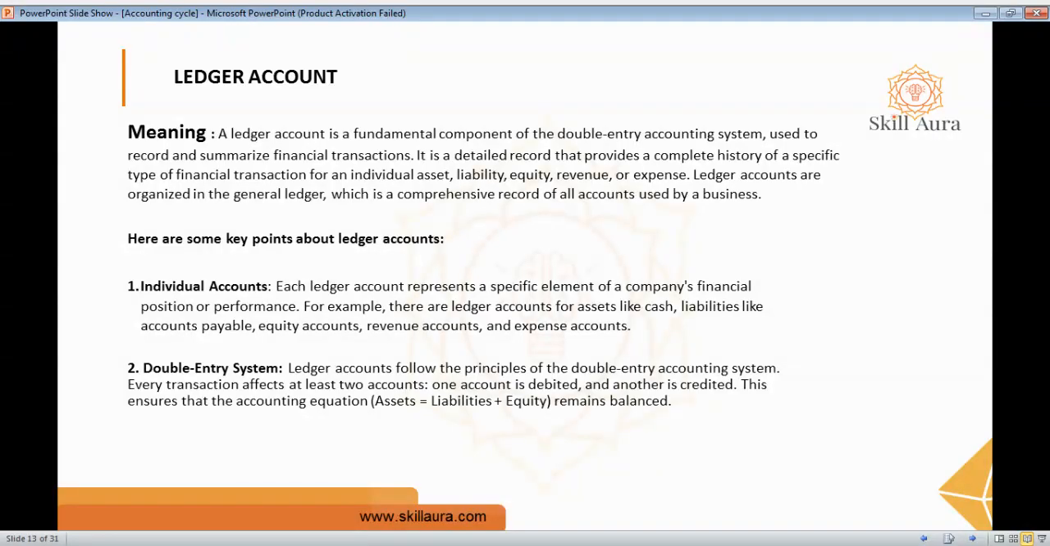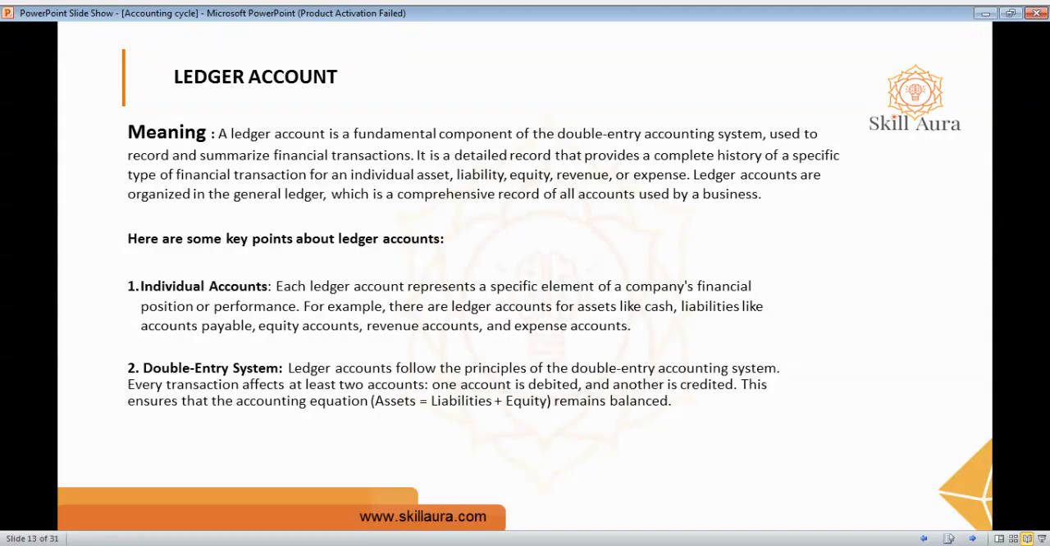Here are some key points about ledger account. The first one is individual account. Here we are going to prepare an individual account like equity account, account payable, revenue account, expenses, cash account, liability account, like this. So each ledger account represents a specific element of the company's financial position or performance.